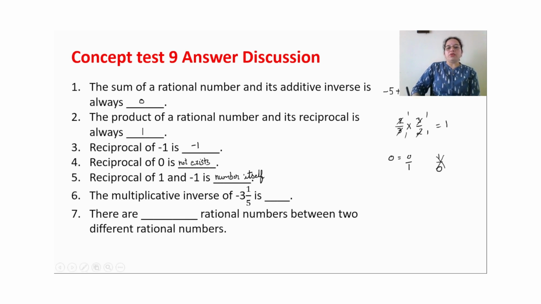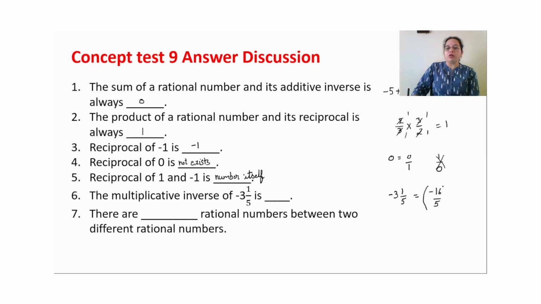The multiplicative inverse of minus 3 is 1 by 5. Whenever a mixed fraction is there, friends, we need to convert this into an improper fraction. So 5 times 3 is 15 plus 1, 16 upon 5, and the minus sign will be with the 16. So now what is the reciprocal of this number?